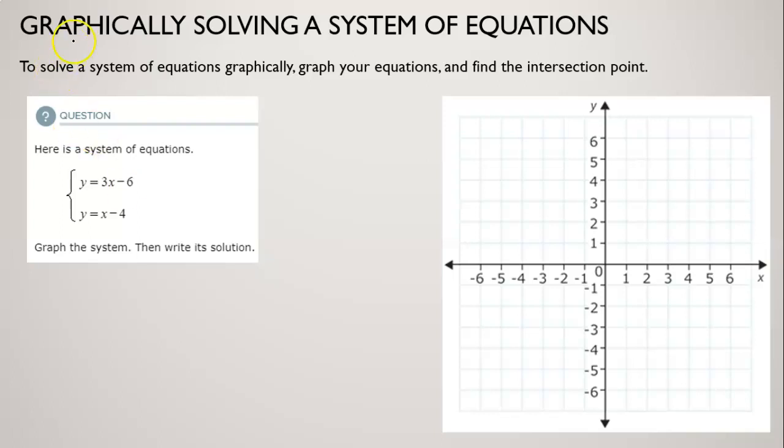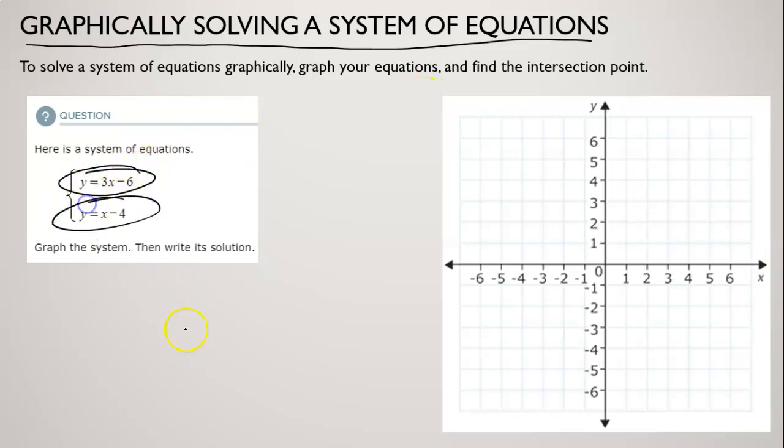All right, so I want you to make a new topic, graphically solving a system of equations. We want to graph our equations and find their intersection point. So you first want to make sure that these are in a form that's easy to graph. Those are already in slope-intercept form, so we're good to go there. This one has a y-intercept of -6 and a slope of 3. We can rewrite that whole number of 3 as 3 over 1.